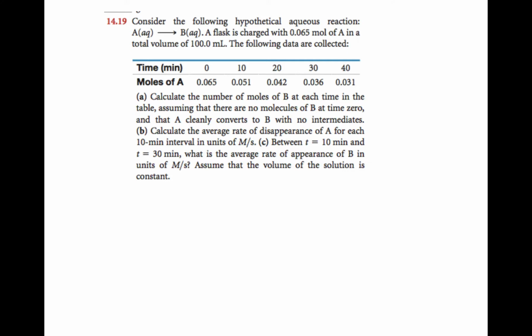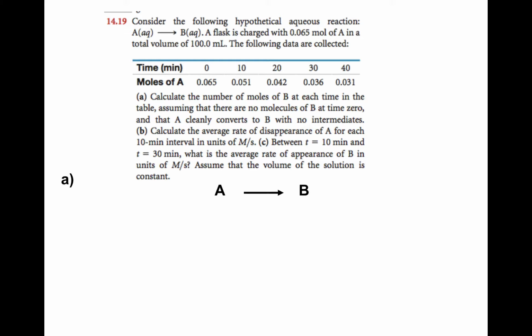19. Consider the following hypothetical aqueous reaction, A turning into B. A flask is charged with 0.065 moles of A in a total volume of 100 milliliters. The following data is collected. At time 0, you're starting with 0.065 moles. After 10 minutes, you've got 0.051, 0.042, 0.036, 0.031. Calculate the number of moles of B at each time in the table, assuming there are no molecules of B at time 0, and that A cleanly converts to B with no intermediates.